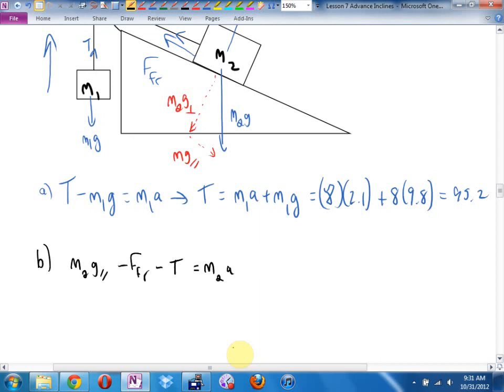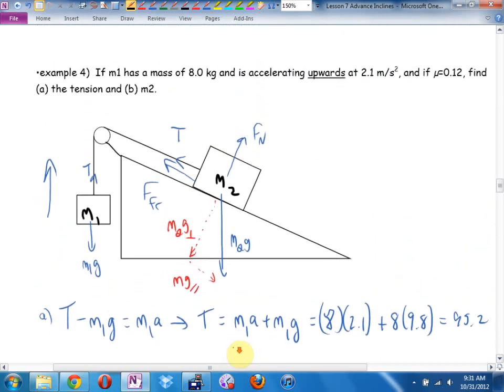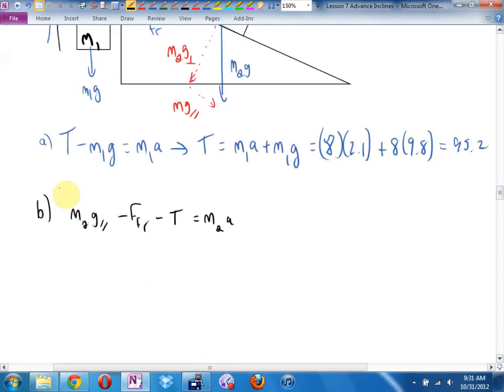How do you have M2G parallel winning? Is it going to the left? No? Is this going up? Oh, that's going up. Never mind. Right? That's what it said. Don't worry, I did the same thing. Sebastian corrected me too. You okay with that so far?